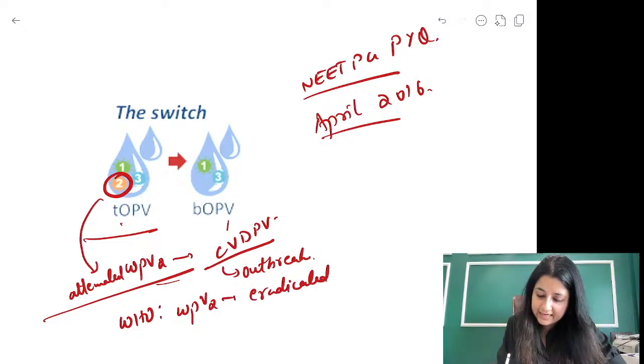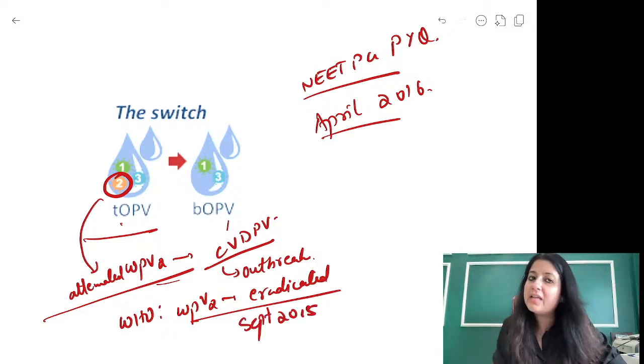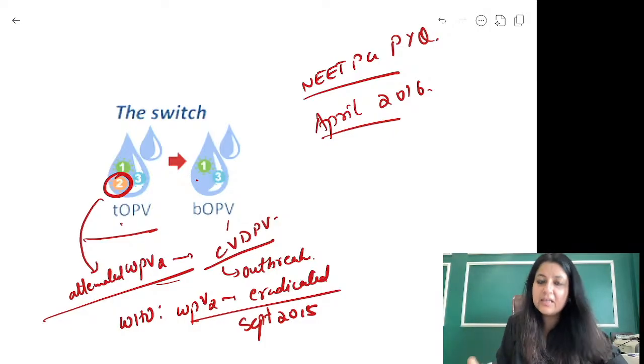When was it eradicated? It was eradicated long back in September 2015. So why have you still kept it in the attenuated form? Removed. We don't want any child getting paralyzed due to a vaccine. So we removed the type 2.